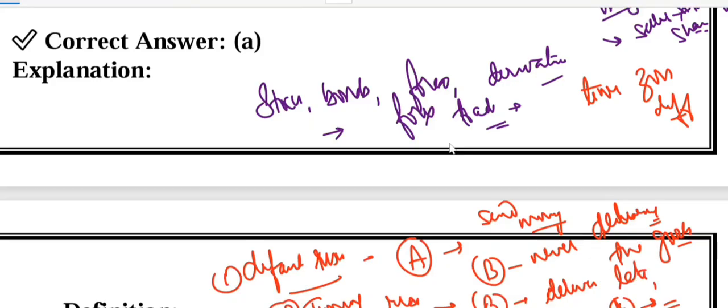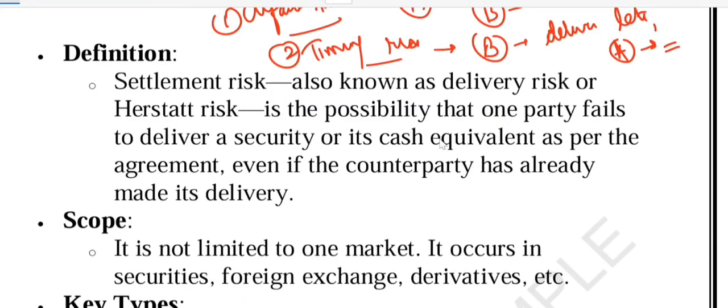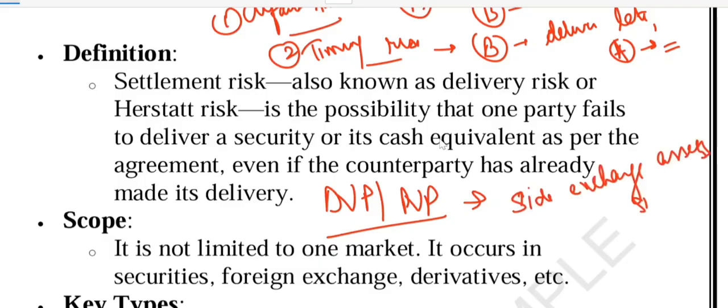Now the question is how to reduce the settlement risk. If we want to reduce the settlement risk, we can use the DVP system or PVP system, delivery versus payment. It ensures that both sides exchange assets simultaneously.